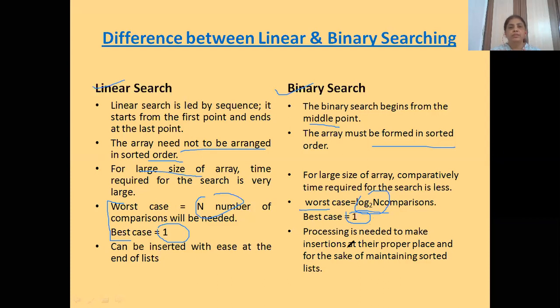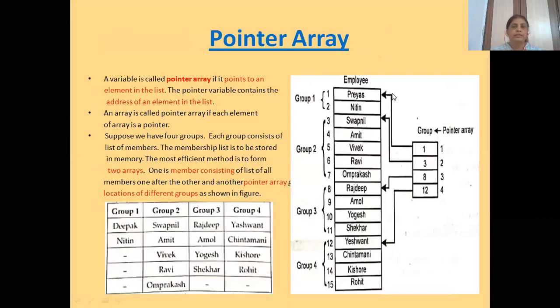So these differences you can write in your board exam. This question is there: write the difference between linear search and binary search. The minimum 3 valid points for 3 marks and 4 valid points for 4 marks you need to write। Okay, so this is all about your algorithms.